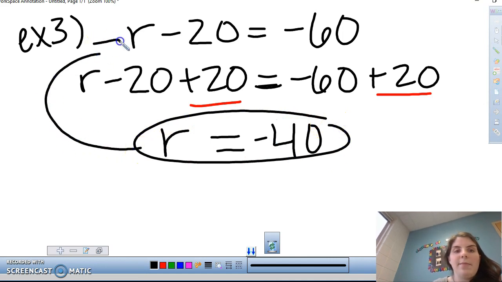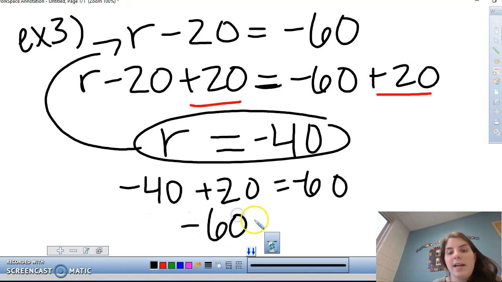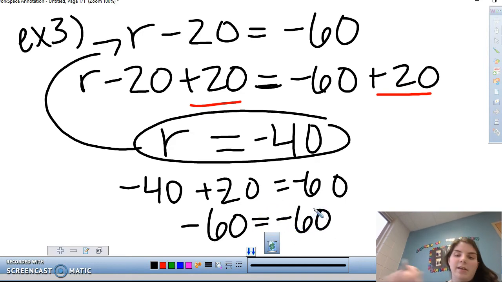So if I plug that back in, I'll have negative 40 minus 20 equals negative 60. If I keep change, negative 40 and negative 20, those are the same sign, so I'm going to add. 40 plus 20 is indeed 60, and it should be negative because you keep the sign. So negative 60 equals negative 60, and our answer checked out.